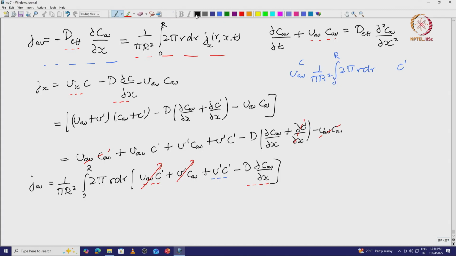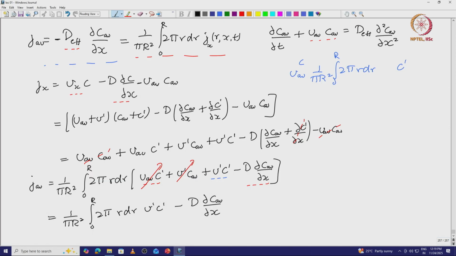So, therefore, the expression for the flux is 1 by pi r square integral 0 to r 2 pi r dr into V prime c prime. V prime is a function of r, c prime is a function of r, minus the molecular diffusion coefficient times partial c average by partial x. So, that is the expression for the average flux.